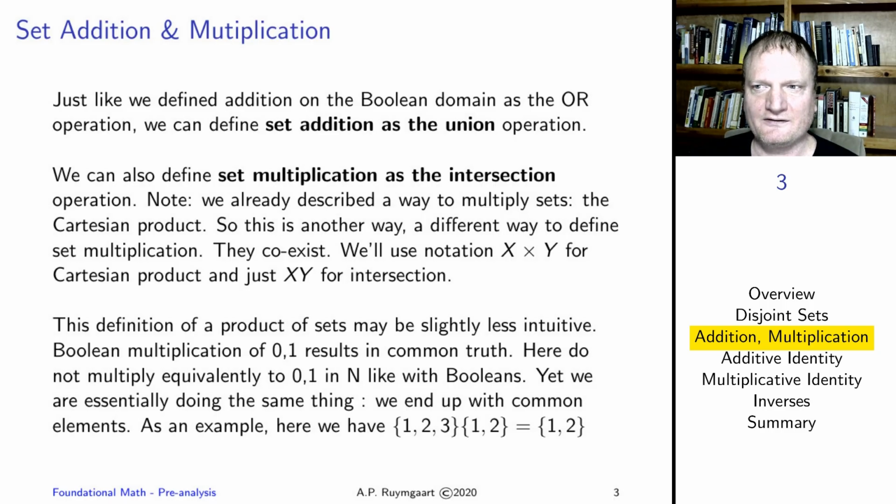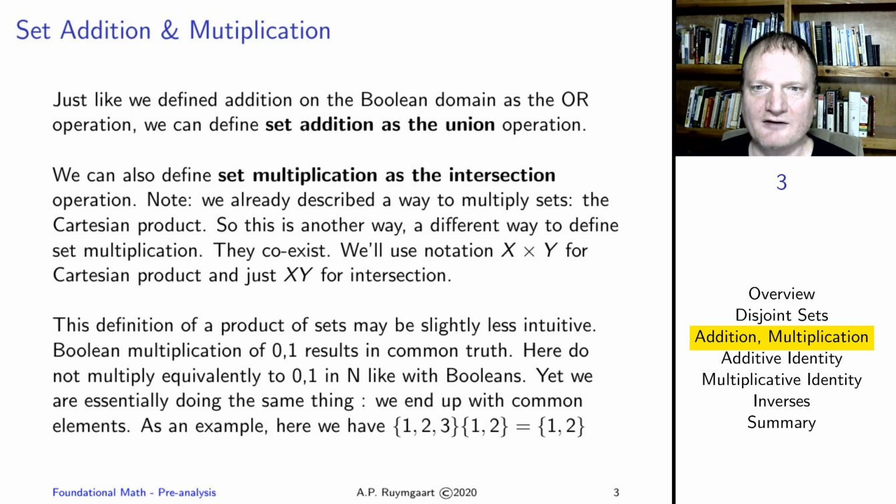Now, we had defined in Boolean algebra multiplication and addition as the AND and OR operations respectively. And we saw that in the case of multiplication of Booleans, this was very similar, in fact identical to multiplication of natural numbers, as long as we restricted ourselves to the numbers 0 and 1. So we can do the same thing with sets. We can define the union operation as set addition, and we can define the intersection operation as set multiplication.